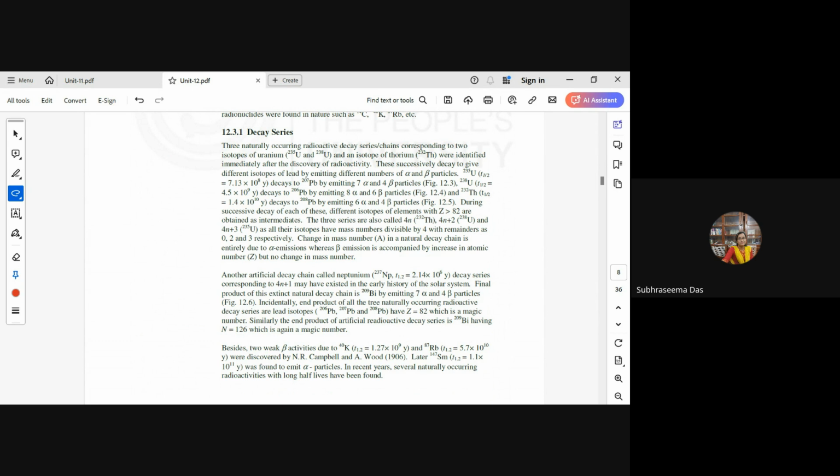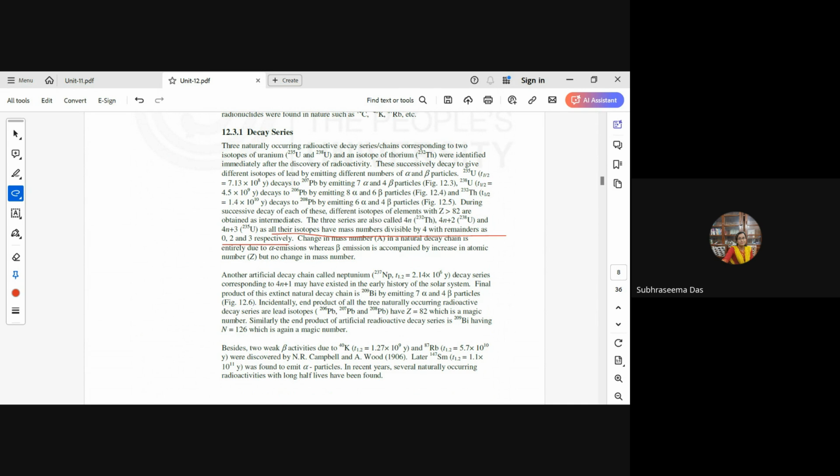During the successive decay of each of these, different isotopes of elements having Z greater than 82 are obtained as intermediates. These three series are also called 4n, which represents thorium-232, 4n plus 2, which represents uranium-238, and 4n plus 3, which represents uranium-235. The mass numbers are divisible by 4 with remainders of 0, 2, and 3 respectively, and that is why these three series are called the 4n, 4n plus 2 and 4n plus 3 series.